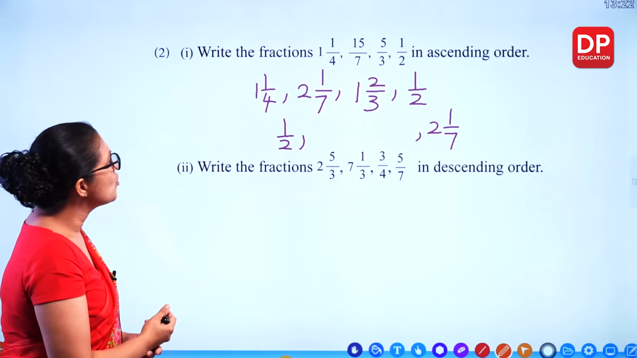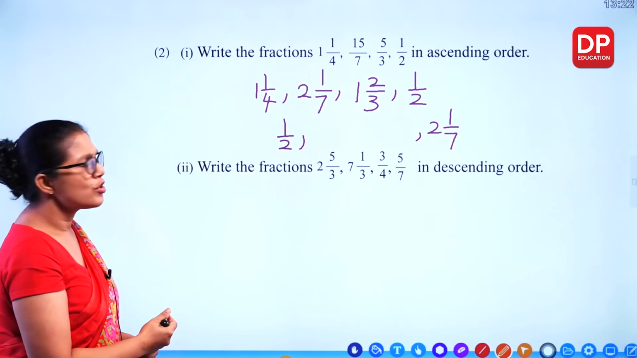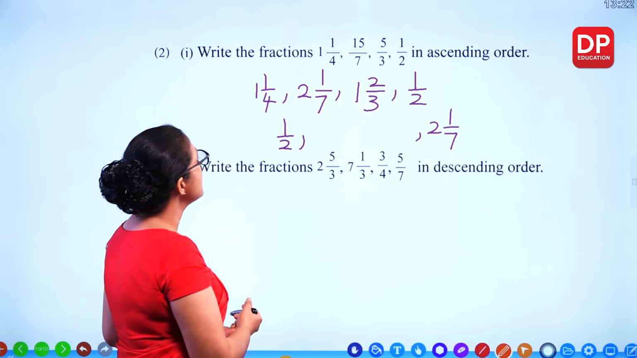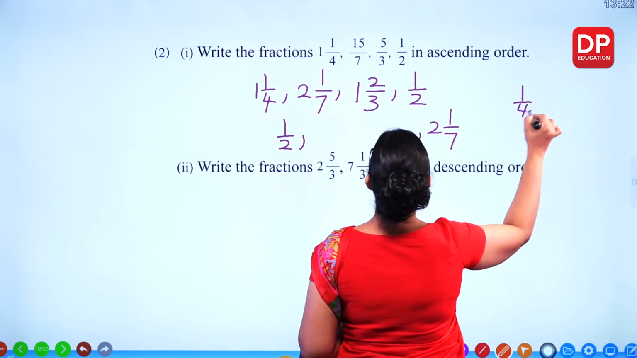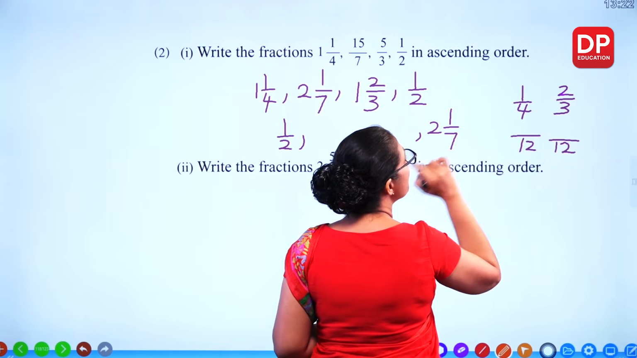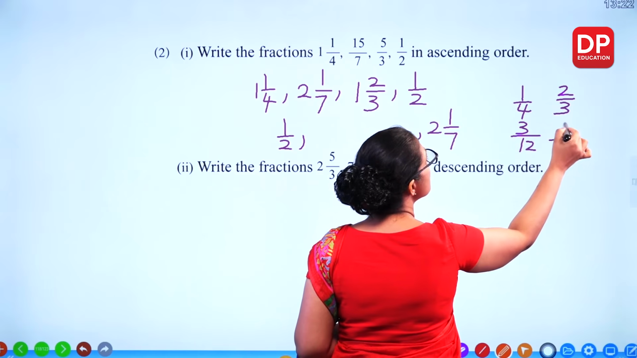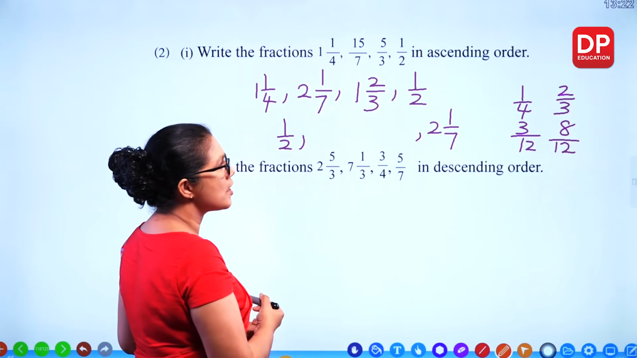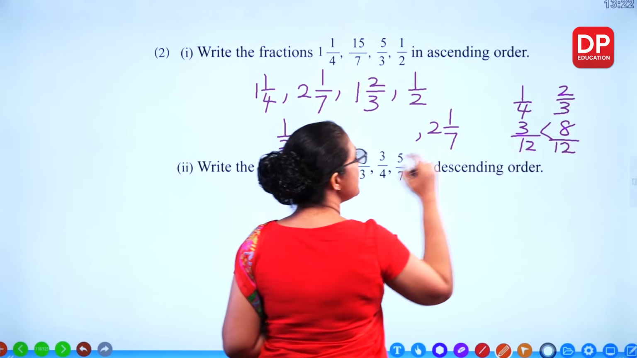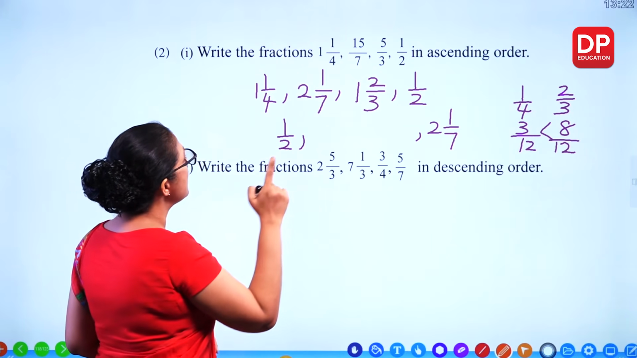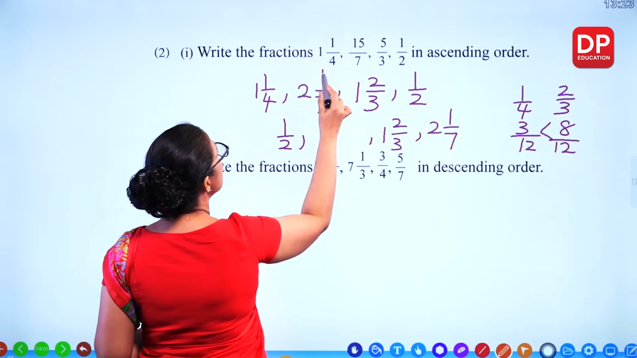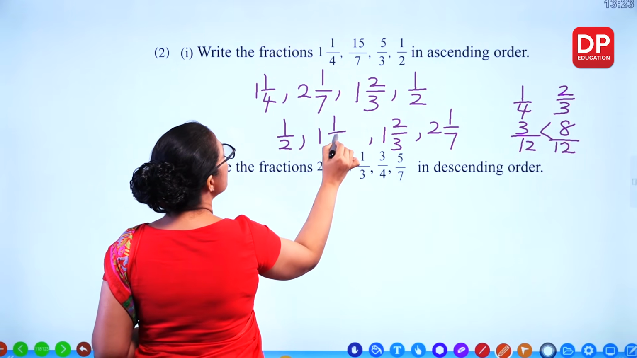How can we identify which one is bigger, 1 and 1/4 or 1 and 2/3? You have to convert to the same denominator and see. 1/4 and 2/3. So when you convert to the same denominator 12, this becomes 3. This becomes 8. 4 times 3, 12. 4 times 2, 8. So the 2/3 is bigger. So 8 is bigger than 3. So 2/3 is bigger means this one comes here and the previous one, 1 and 1/4 next.